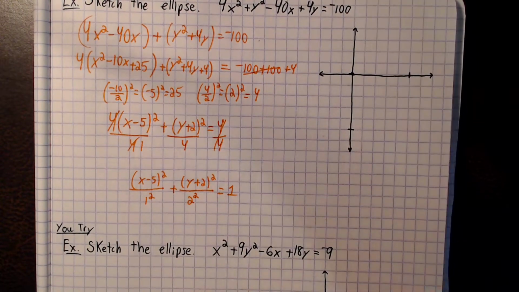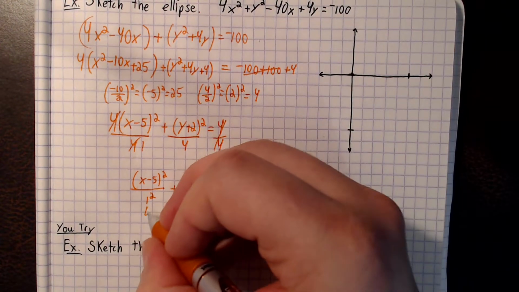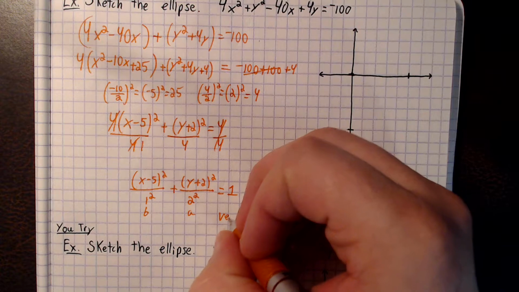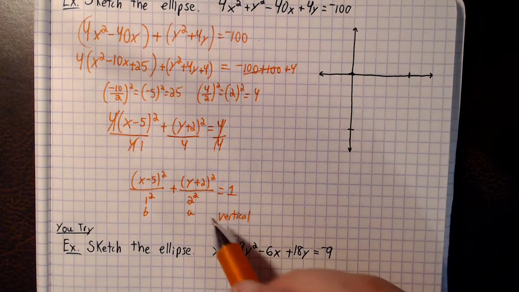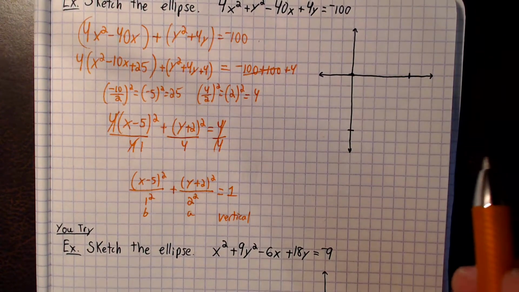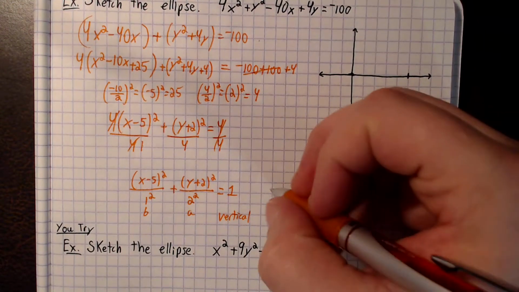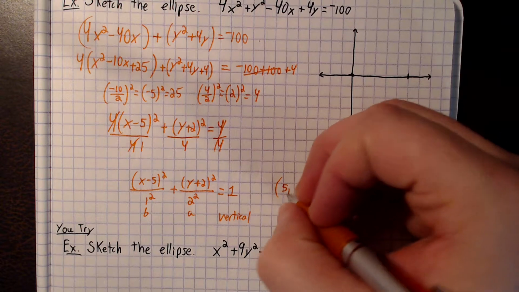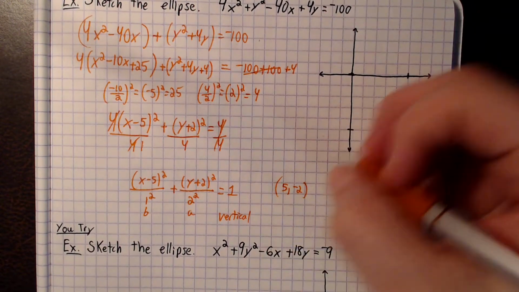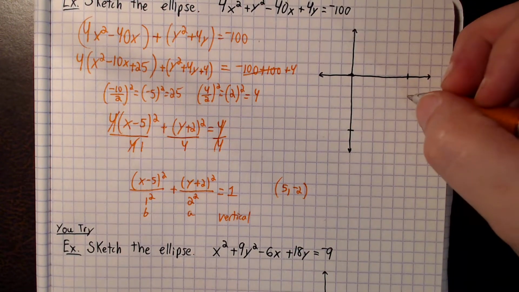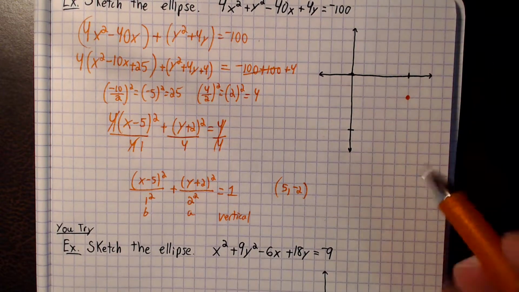This is the larger one, so this is A. And that makes that B. That makes this vertical, because A is under Y. We got basically everything we need, right? Our center is going to be at positive 5 and negative 2. So positive 5, negative 2 is here.